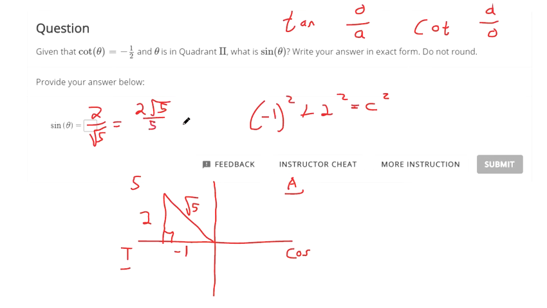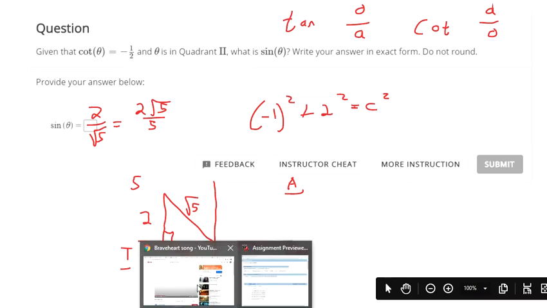And those are the same because I rationalized the denominator. I multiplied the top and the bottom of the fraction by the square root of 5. Alright, let's see if it accepts this answer though. Let's try that. 2 over square root of 5.